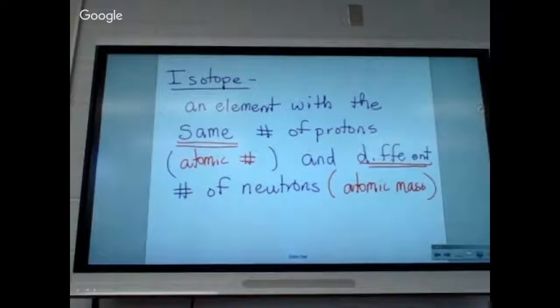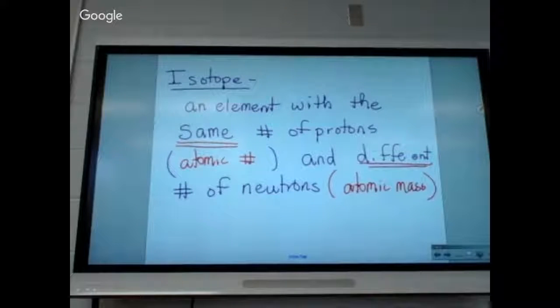It depends on who's writing the definition as to which way they say it. They could say that you have the same number in a different mass, or they could say that you have the same protons and different neutrons. It doesn't matter which way they say it, it means the same thing. All right? But they're called isotopes. Now, there are lots of elements that have isotopes on the periodic table.